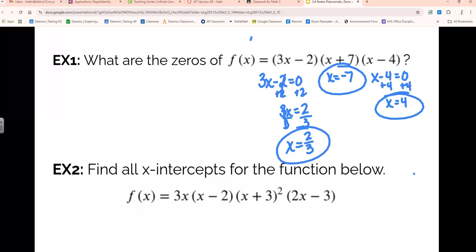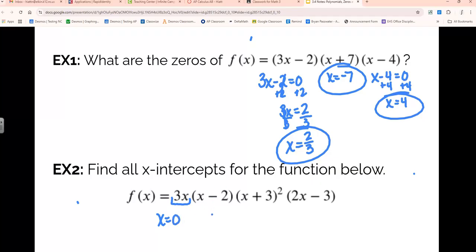So, if I'm looking at example 2, I'm taking each factor, and I'm thinking about what would make it 0. Now, this one, will 0 be an answer for this one? It will work because of this 3x right here. So if you have a GCF that was pulled out where it doesn't have plus or minus, that will be 0.